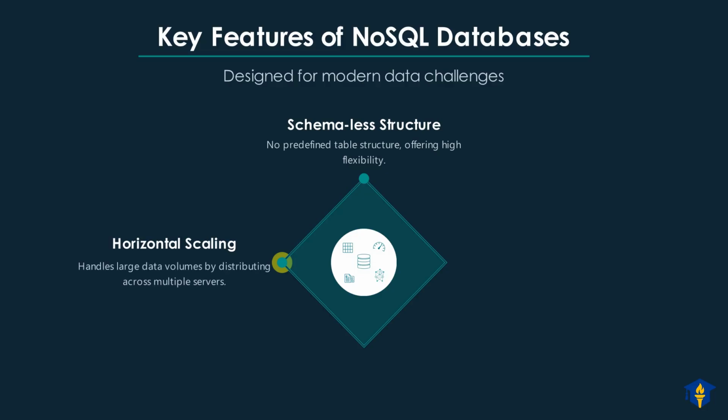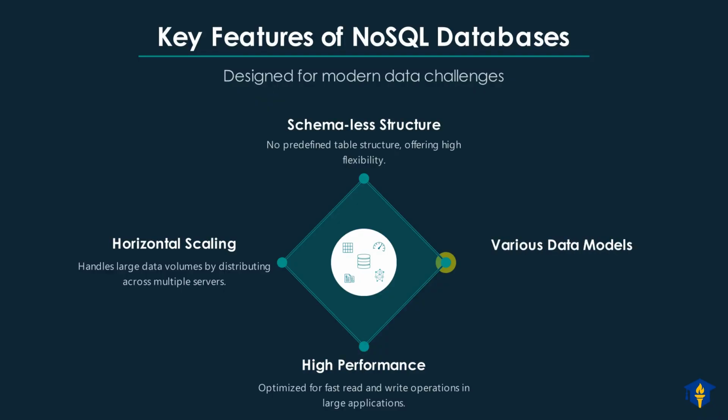It efficiently handles large data volumes by distributing them across many servers, ensuring high availability. Another crucial feature is their inherently high performance. NoSQL databases are optimized for very fast read and write operations, perfect for large-scale applications. Finally, they support various data models, offering great versatility. This includes document, key value, column family, and graph database types for different needs.